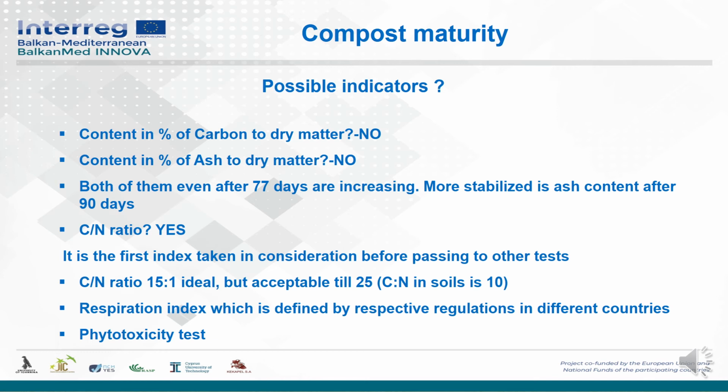So the question is, can it be the carbon and nitrogen ratio? Yes, the carbon and nitrogen ratio can be an indicator for compost maturity. It is the first index taken into consideration before passing to other tests. A carbon and nitrogen ratio of 15 to 1 is ideal, but it is acceptable till 25. In soils, for example, the carbon and nitrogen ratio is 10.